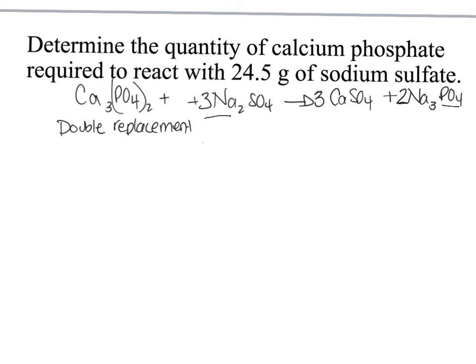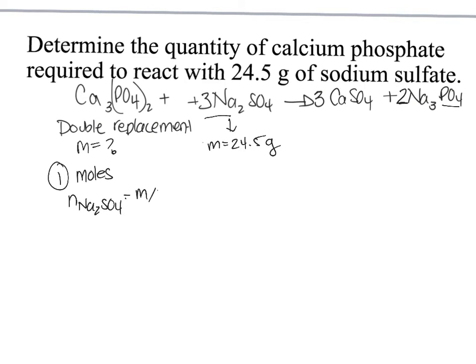Okay, now the next thing we need to do is write down the things that we have underneath. So determine the quantity of calcium phosphate we're trying to figure out, to react with 24.5 grams of this. So again, step number 1 is to figure out the moles of the thing that you can. So in this case it would be the Na2SO4. We're going to do this by mass divided by molar mass. So 24.5 grams. And we're going to have to figure out what sodium sulfate is.